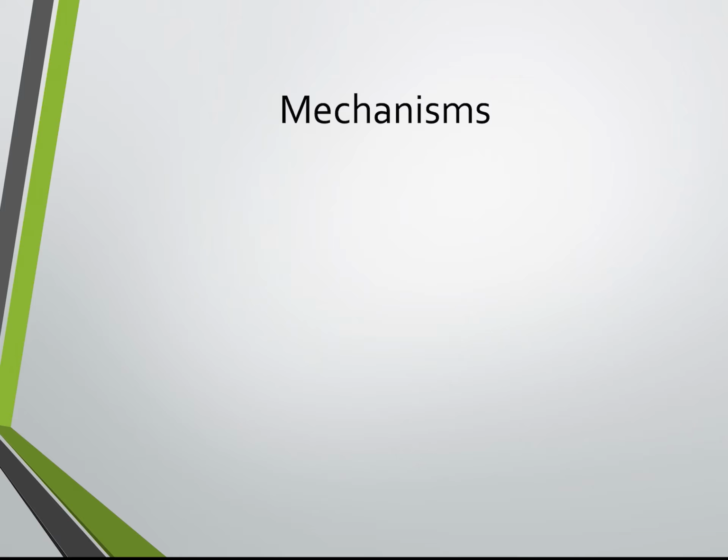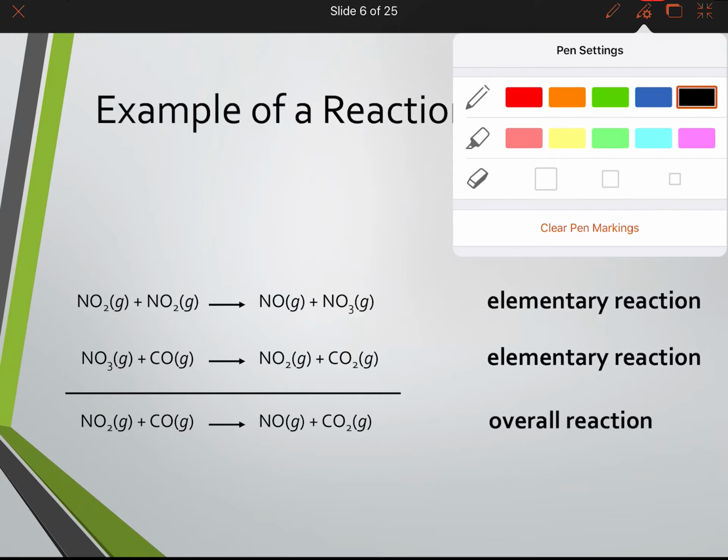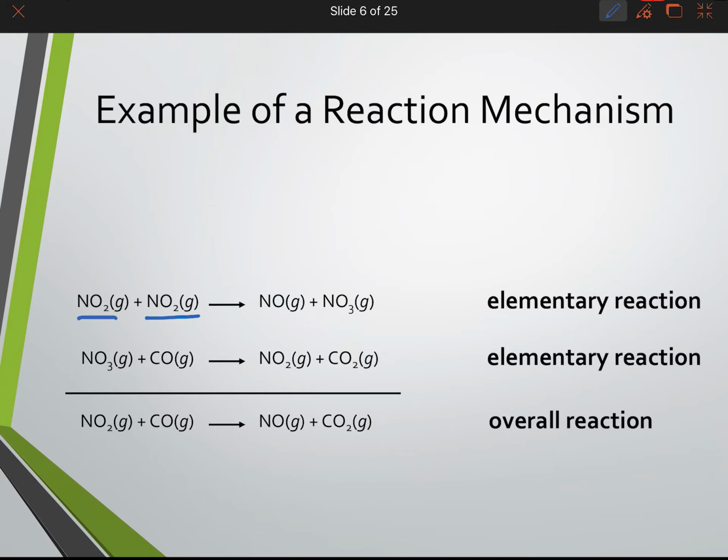So here is a reaction mechanism. We have 2 elementary steps. Those elementary steps sum to produce an overall reaction. Okay, so let's look at some things here. So here we have NO2 reacting with NO2. So we have 2 molecules of NO2 reacting. And when they react, so when they collide together, they produce NO and NO3. Okay? Then NO3 and CO react to produce NO2 and CO2.